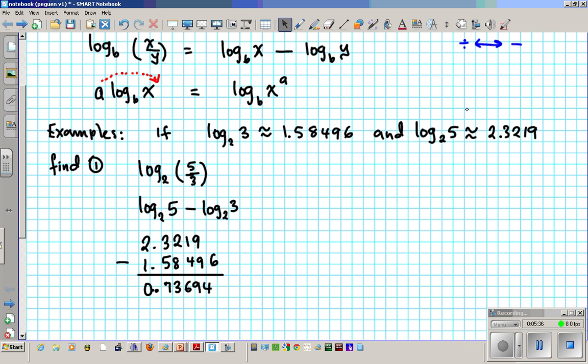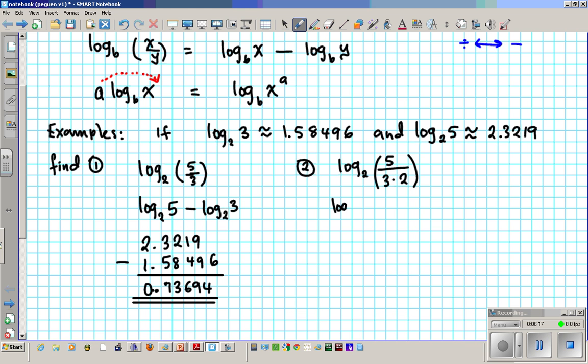Okay, now let's consider another example. What if we had number 2: log base 2 of 5 over 3 times 2? Well, this is a division, which is a minus, and this is a times, which is a plus, right? So how do we break this down? We're going to break this down as follows.